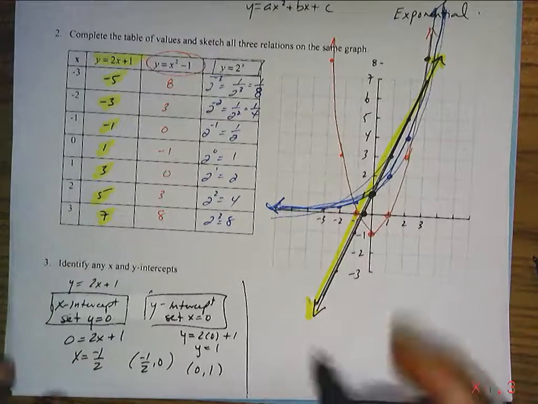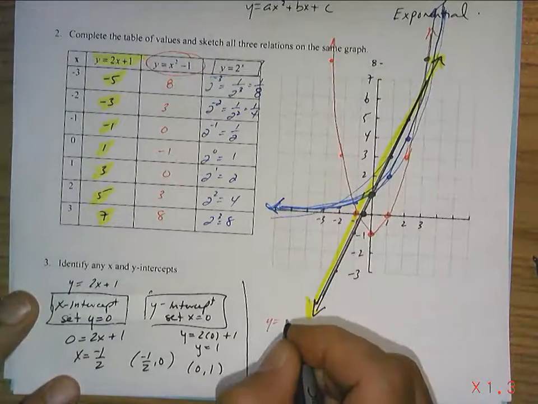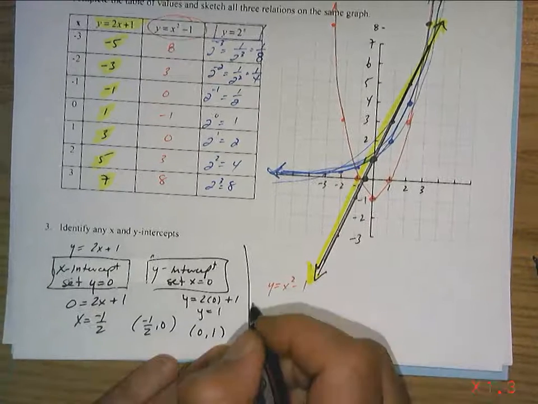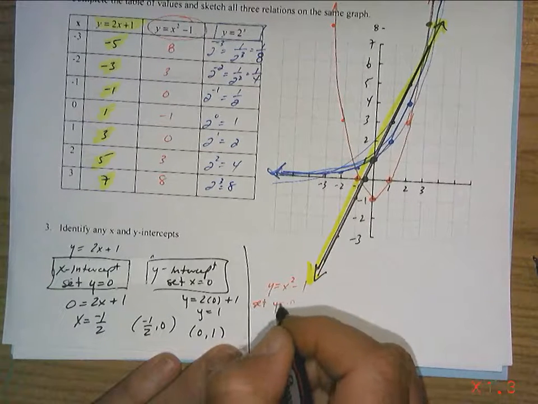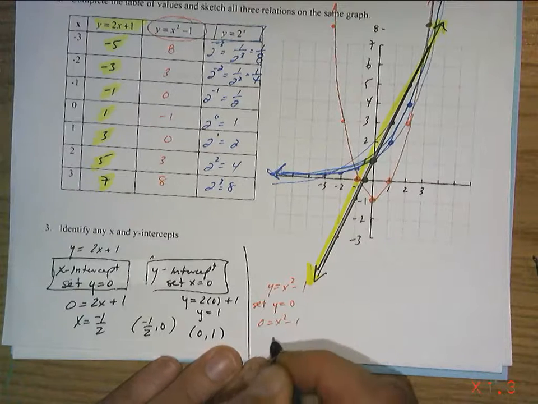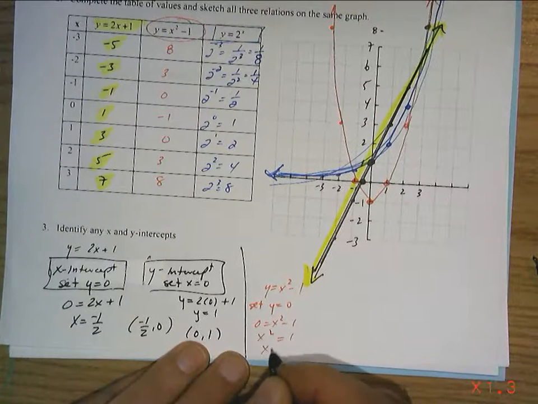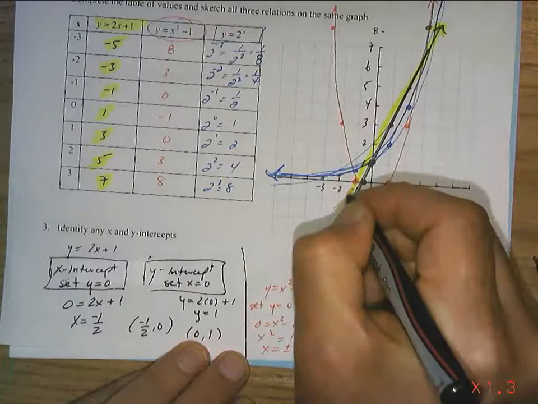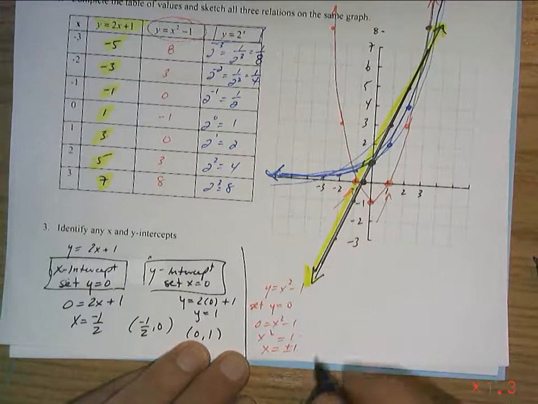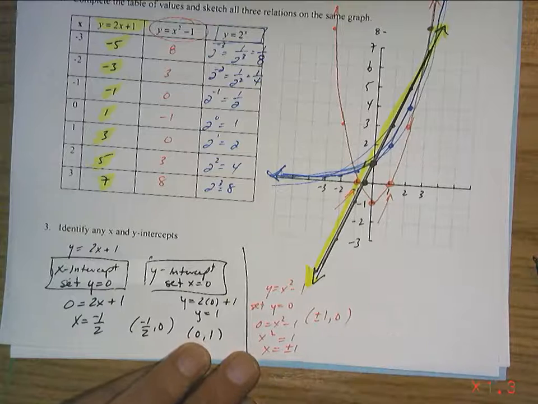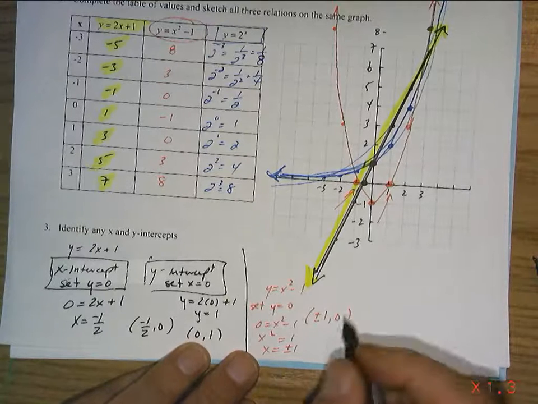What about for the quadratic function? Y equals x squared minus 1. So for an x-intercept, we're going to set y equals to 0. So take the 1 over to the other side. Square root both sides, plus or minus 1. And we can see that here. The x-intercepts are where it's crossing the x-axis. So it's at plus and minus 1 comma 0, those two of them.